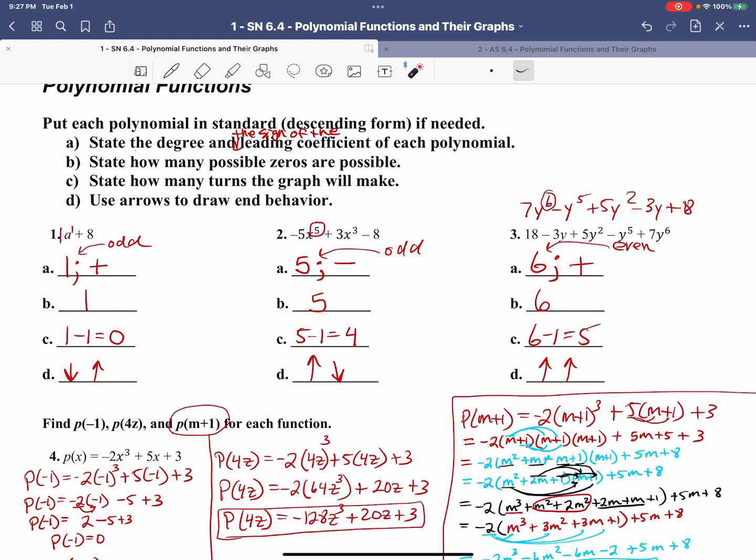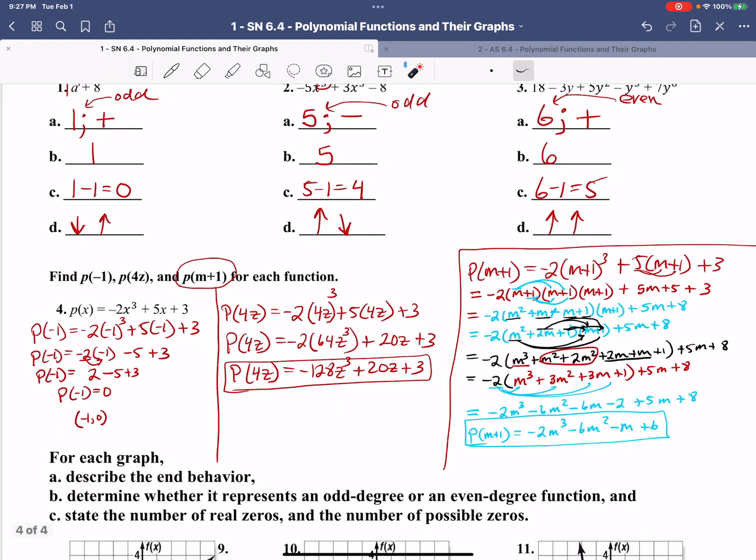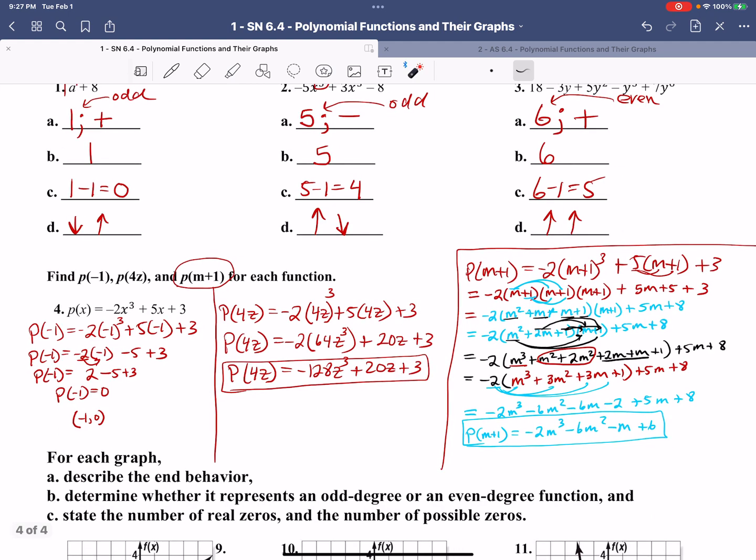And then you are responsible to do all that same information, but be given an equation instead of the graph. And then lastly, you need to be able to substitute a value in for x in any function and give a new function or give a coordinate.